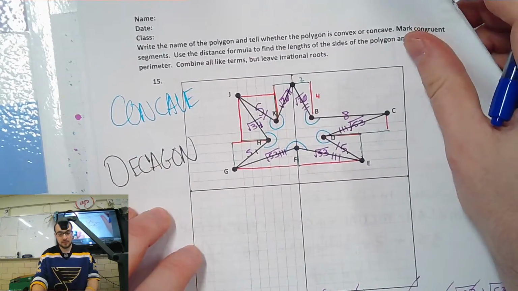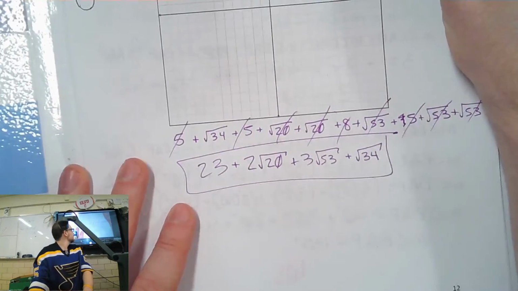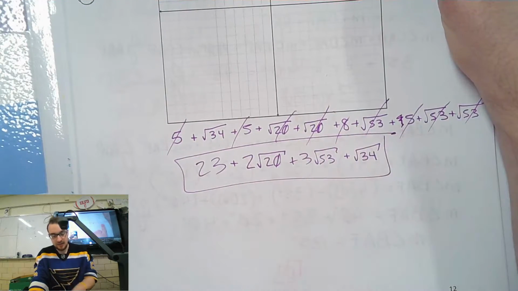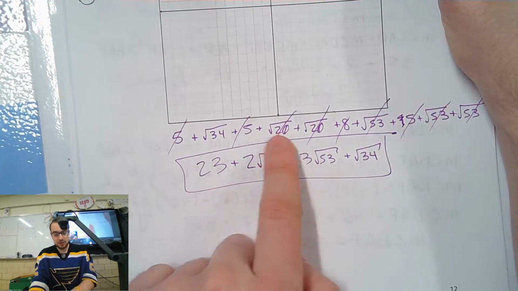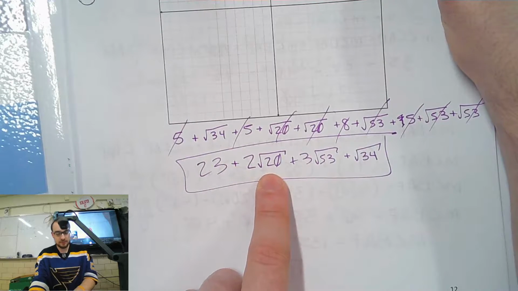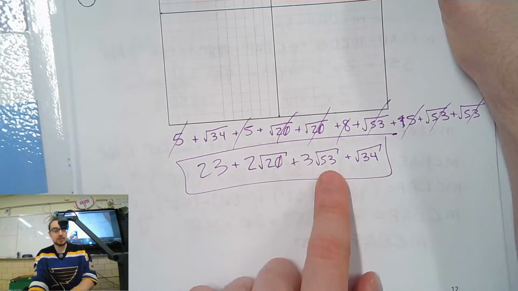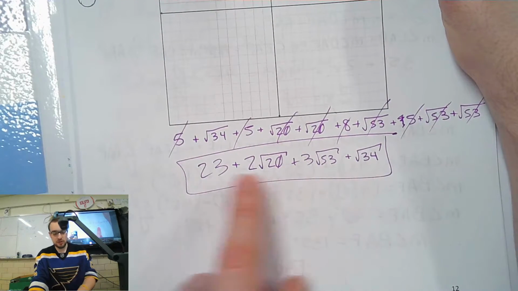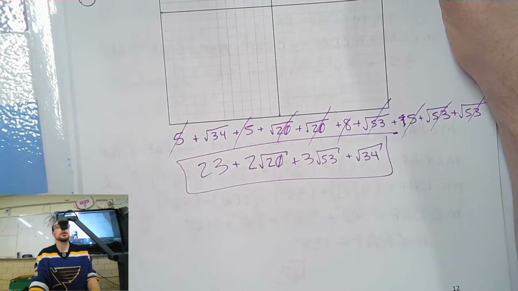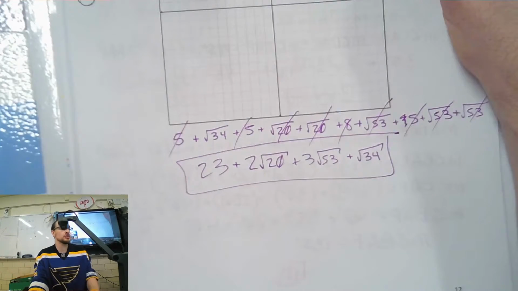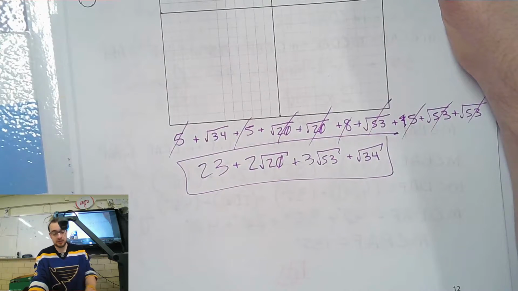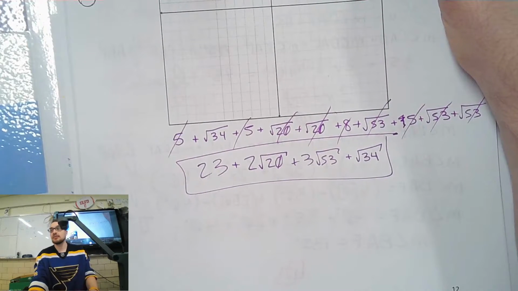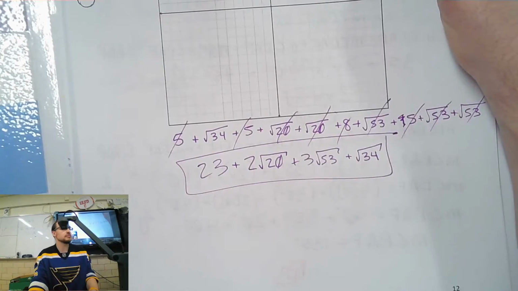So then we add them all up. I had 5, 5, 8, and 5. That adds up to 23. I had 2 root 20, so I wrote 2 root 20. I had 3 root 53, so I wrote 3 root 53. And root 34 was all alone, so just root 34. Could you plug this in a calculator and get a number for it? Sure you could. But ain't nobody got time for that. Also, it's a decimal that goes on forever, and no one wants to round. Because if you round, it means your answer is less correct than mine. Because you had to estimate. So why do that?